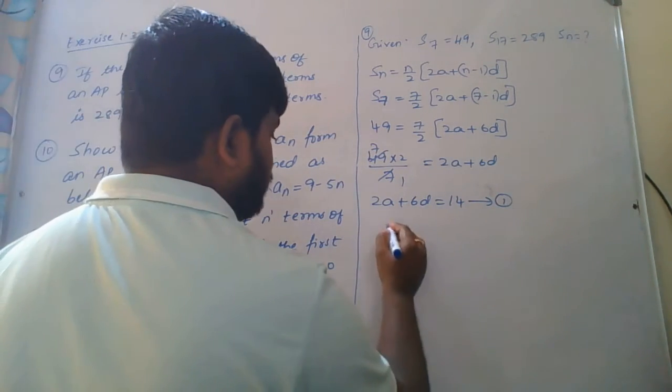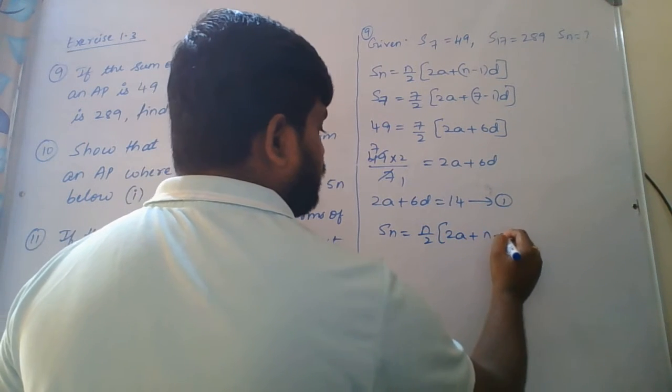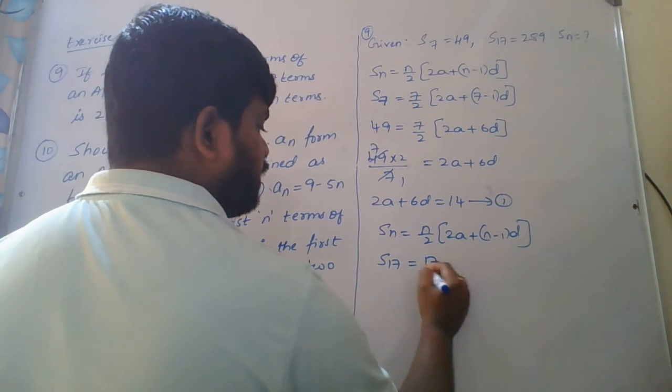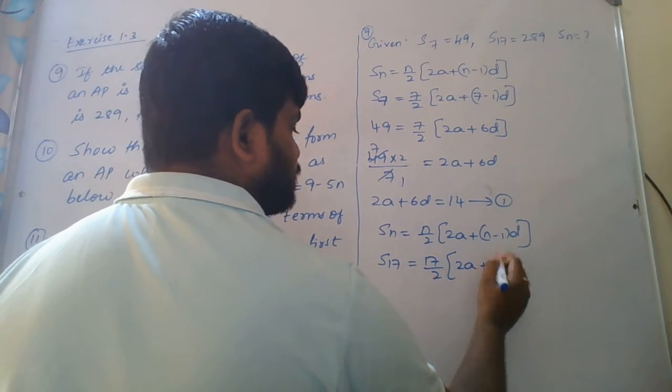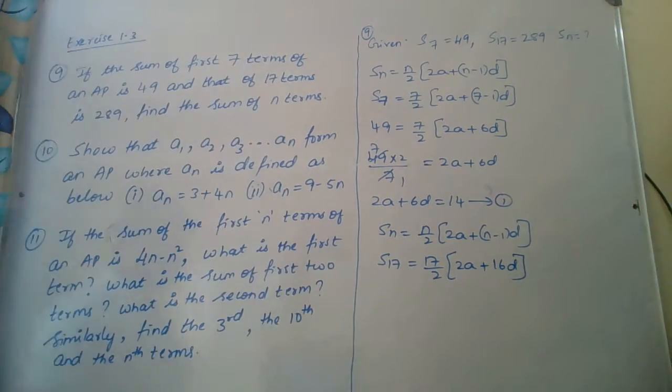Similarly, let's start with the other one. Write the formula: 2a plus n minus 1 into d. S17 equals 17 by 2 into 2a plus, n is 17, 17 minus 1 is 16, d.